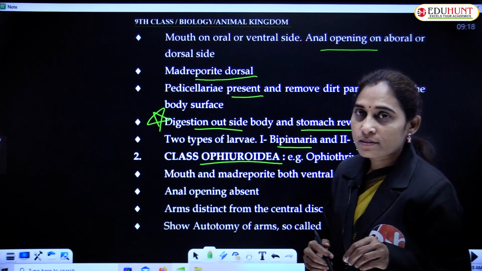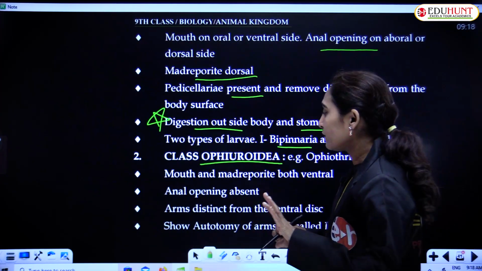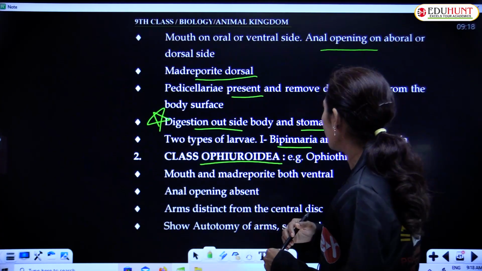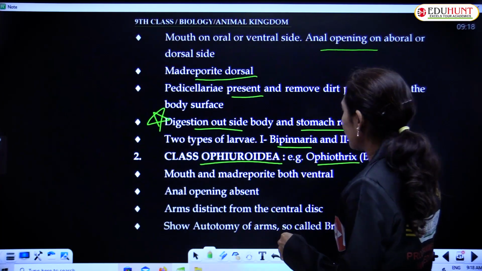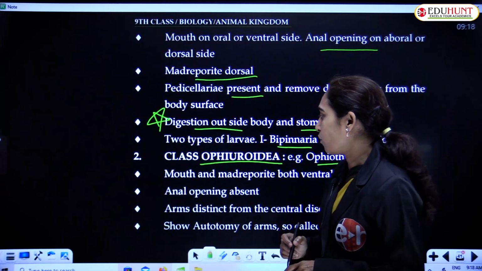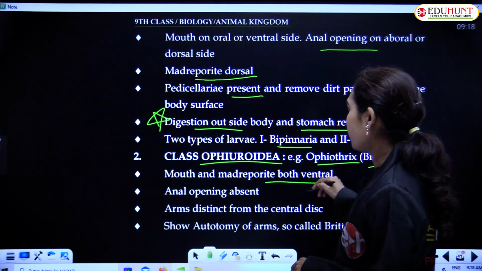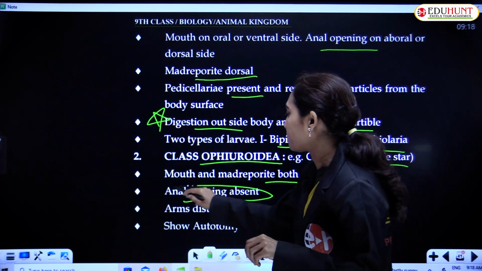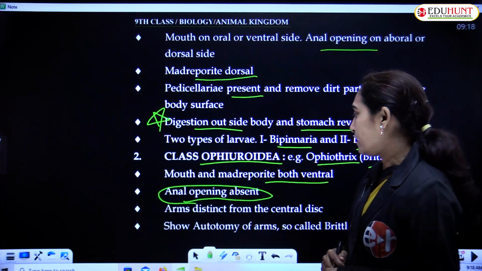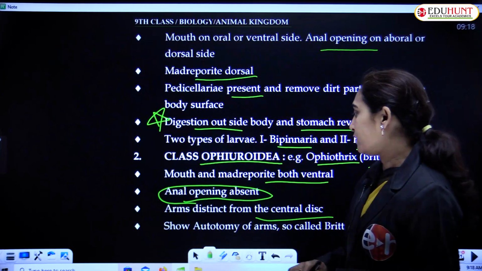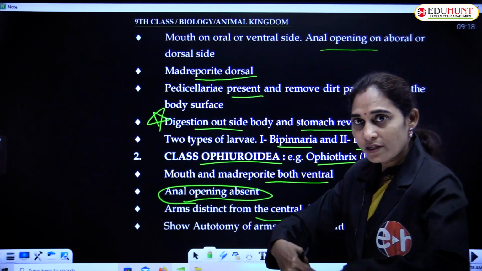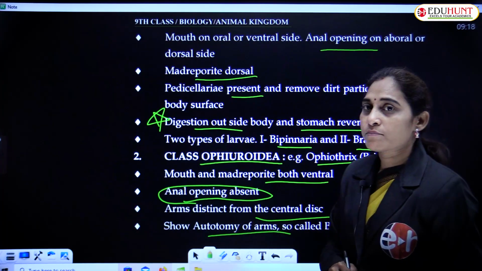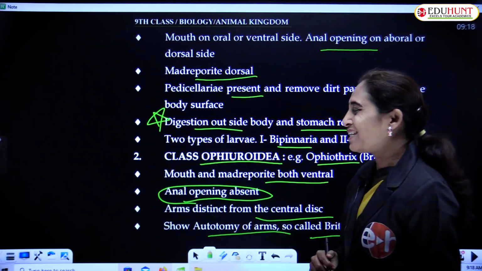Ophiuroidea. Ophio, as I said, is snake-like. The arms are very long and they resemble a snake. Ophiothrix is commonly called brittle star. Mouth and madreporite both open on the ventral side. Anal opening is absent in them. Arms are distinct from the central disc. Central disc is the central region of the body, and they show autotomy of arms, so they are called brittle stars.